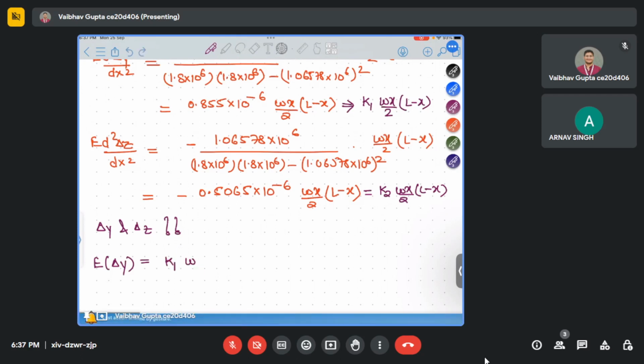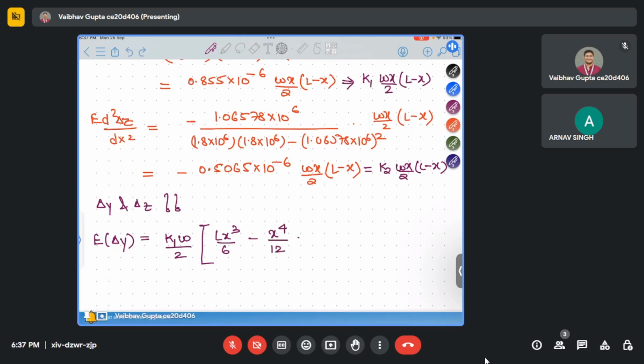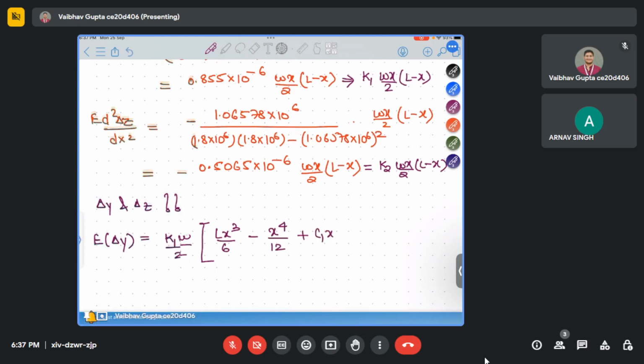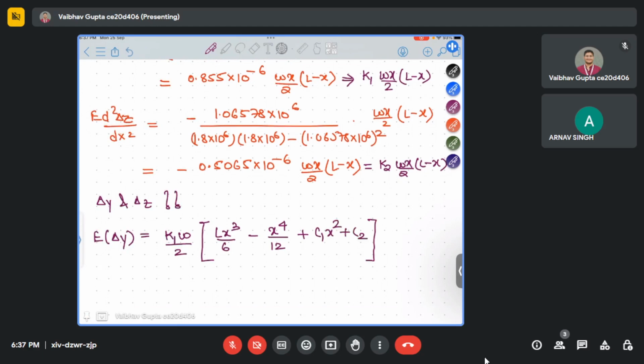Here it will come Lx cube by 6 minus x4 by 12 plus C1 x square plus C2. Any doubt in this? How I got this? I'll explain this.